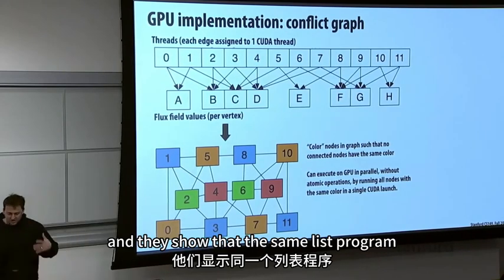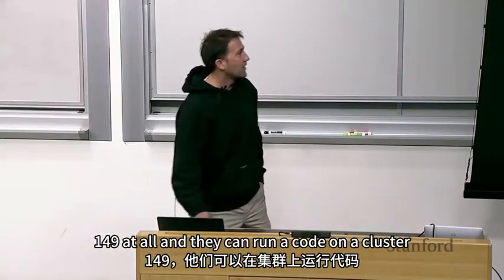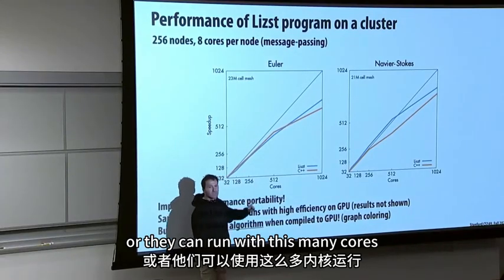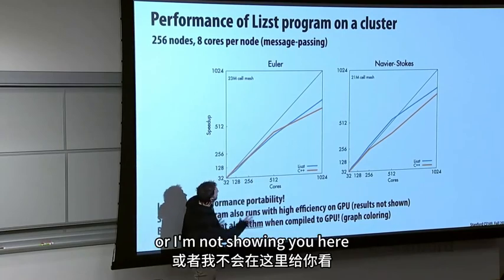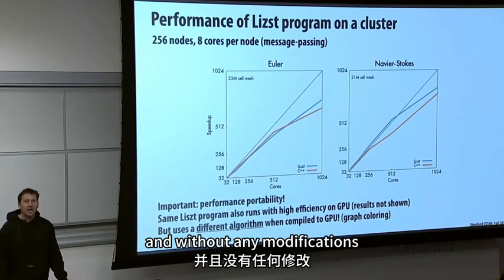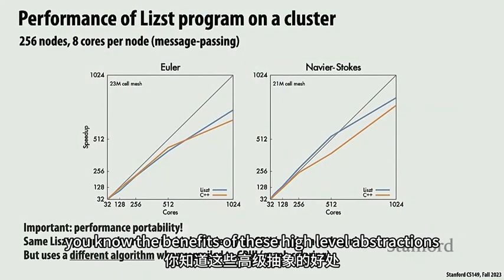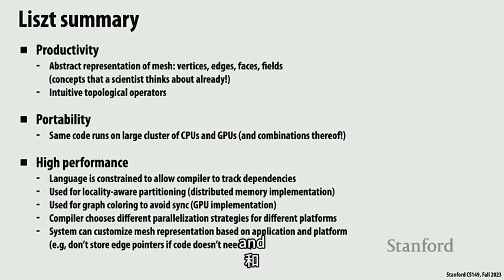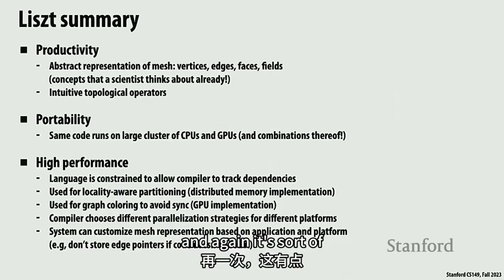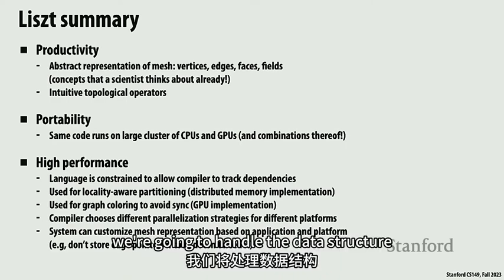And they show that the same Liszt program, where the folks in mechanical engineering don't have to take 149 at all, can run on a cluster, or run with this many cores, or, though I'm not showing you here, run on the GPU, and without any modifications they got pretty good performance in all of those cases. So that's the benefit of these high-level abstractions, and that's just a quick summary of some of the ideas behind Liszt. Again, typically most of these DSLs are, we're going to handle the data structure.